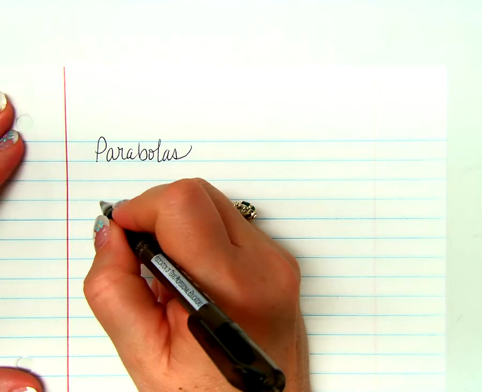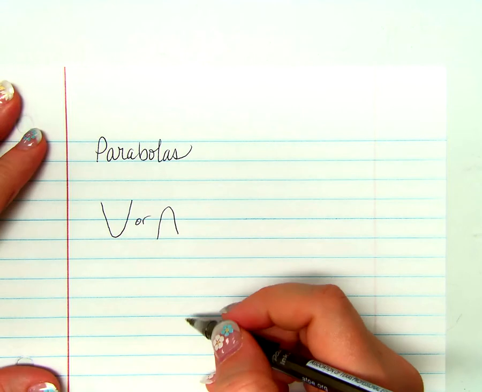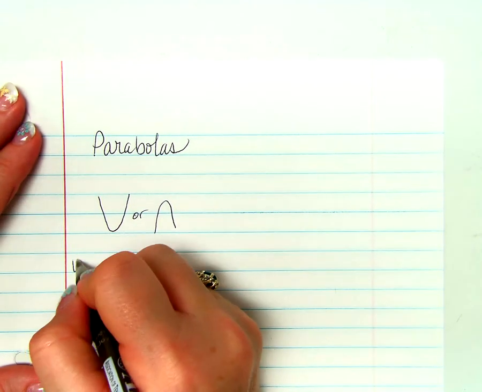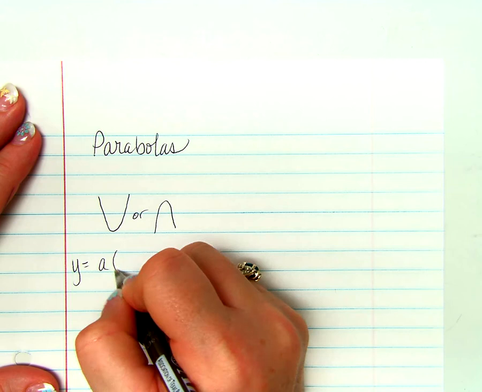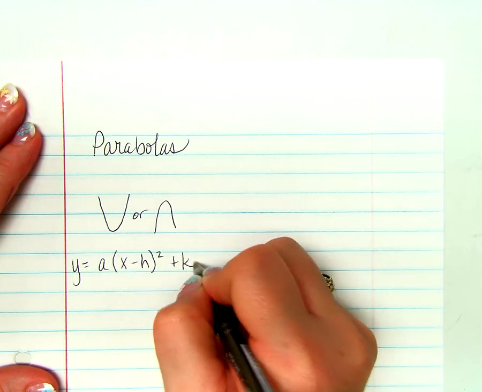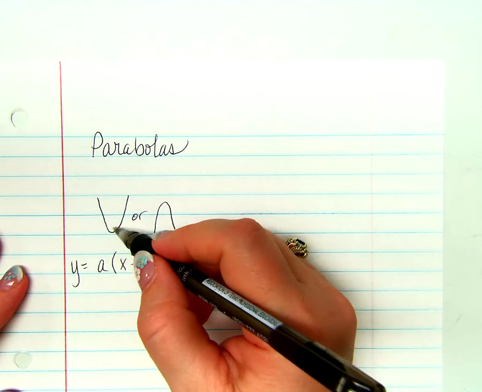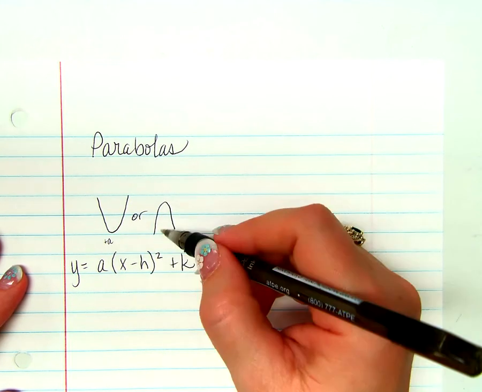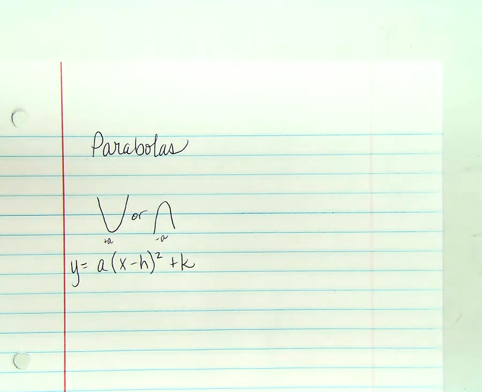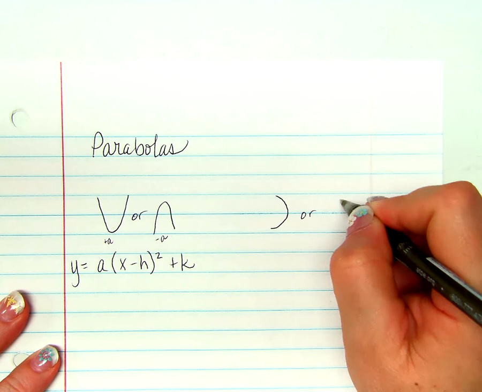The parabolas that open either up or down have a working equation of y equals a times x minus h squared plus k. I know that you know that. We've done that numerous times. Okay? And you also know that if it opens up, then a is positive, and if it opens down, a is negative. Okay? So what you may or may not know is about when things open left or right.